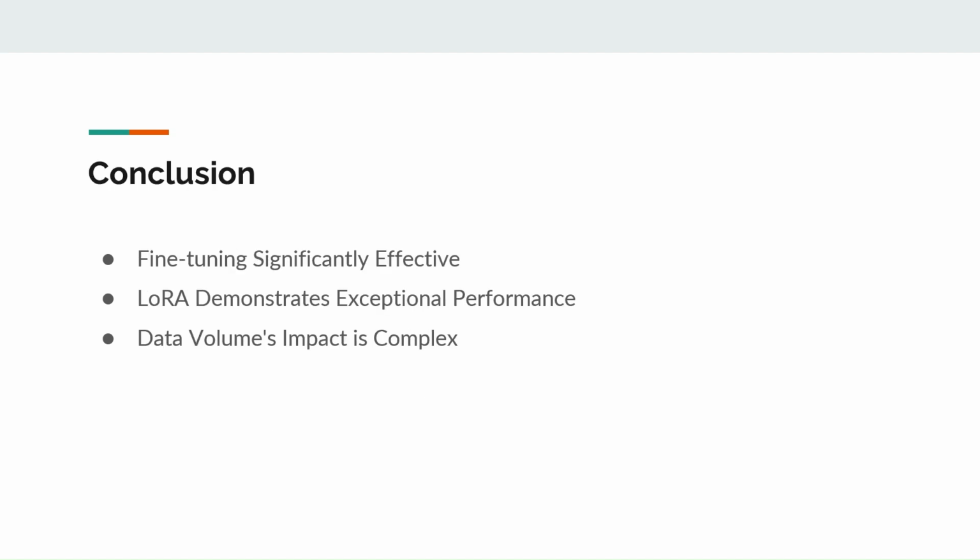To wrap up, we have three key conclusions for our project. Fine-tuning is significantly effective. Our models powerfully outperform the baseline in all text-related metrics. LoRA demonstrates exceptional performance. LoRA performs as well as or better than full fine-tuning, with far greater efficiency, making it a better overall method. The impact of data volume is complex. Increasing data improves semantic similarity, but not other metrics, possibly due to the model overfitting to patterns in the large dataset.